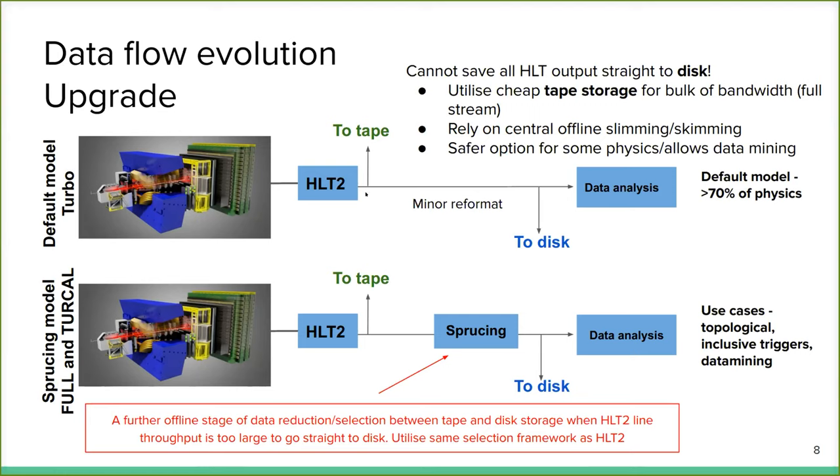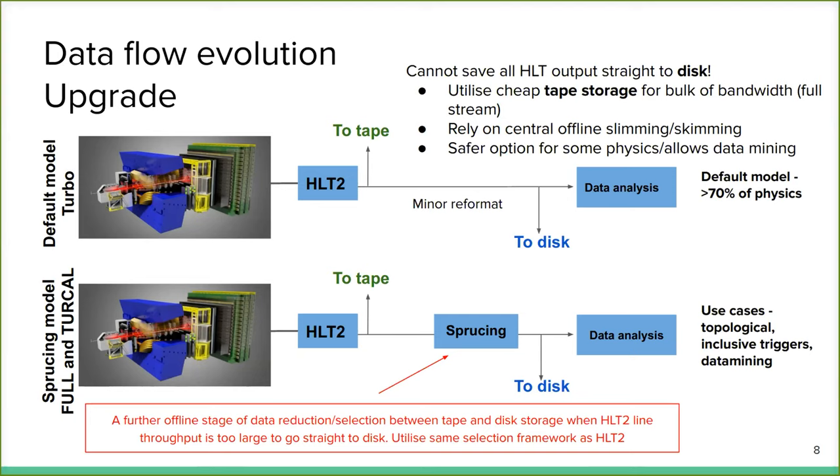The default model is the Turbo or Turbo SP model. All physics that can should obviously adopt this model, where the event size is small enough such that it can be saved to disk. The sprucing model is for the full and TurCal streams, where between the data being saved to tape and disk, we have this further offline stage of data reduction and selection.